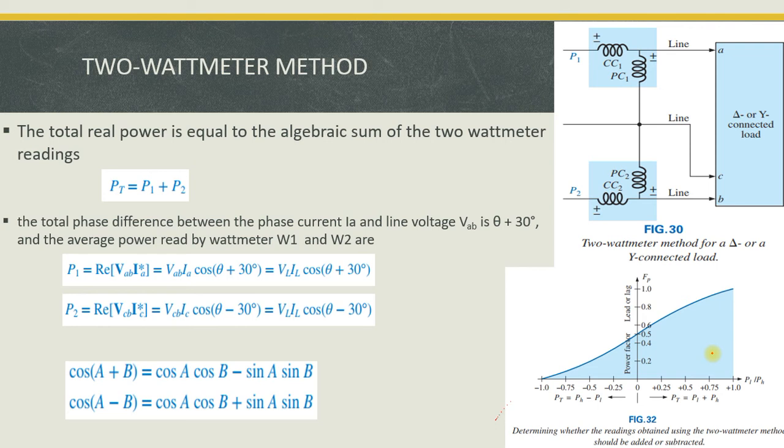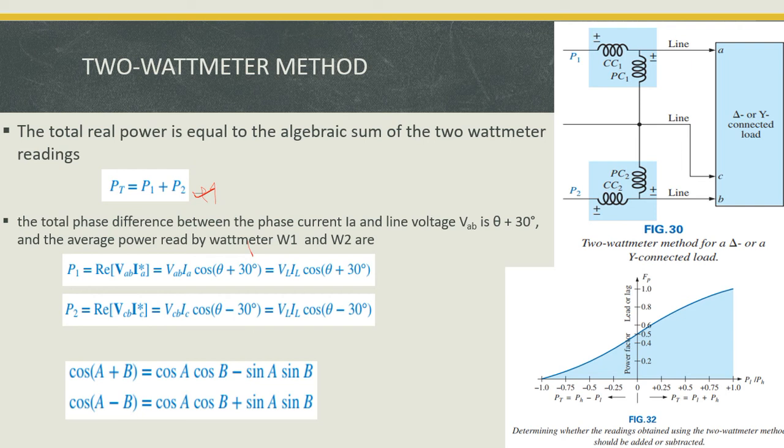real power consumed by the load, so the number of wattmeters is increasing in that method. To avoid that, we prefer this 2 wattmeter method, in which only 2 wattmeters are enough to measure the overall power consumed by the three-phase load, whether it is star connected or delta connected. It is simply given as the total load equal to P1 plus P2.